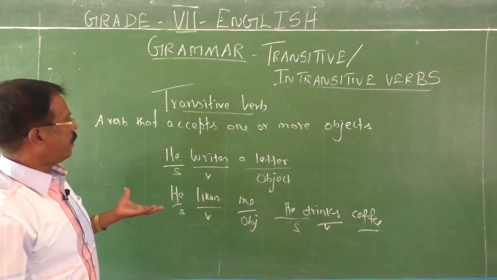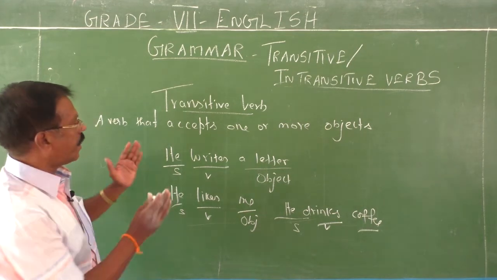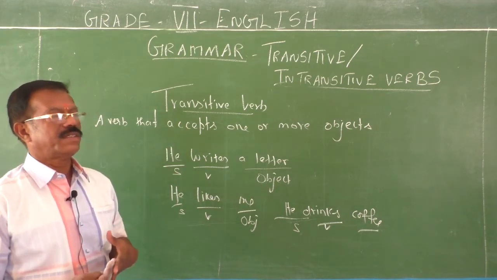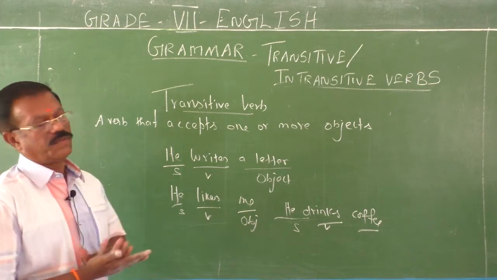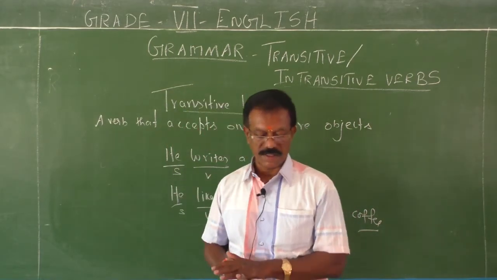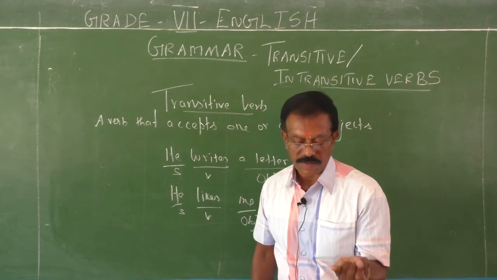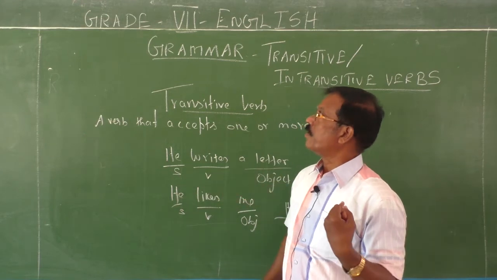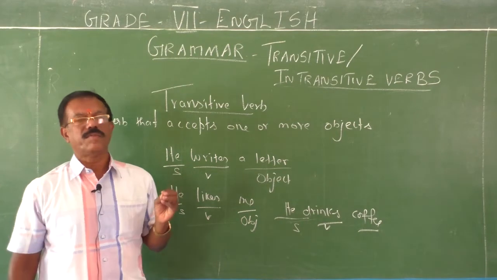So to identify whether a verb is transitive or intransitive, you can simply apply this test. Suppose a verb takes an object to complete the sense, then it is called a transitive verb. So a verb is said to be transitive only when it takes an object to complete the sense. These transitive verbs are of many types: monotransitive verbs and ditransitive verbs. So what are monotransitive verbs? A verb that takes a single object in a sentence is called a monotransitive verb.